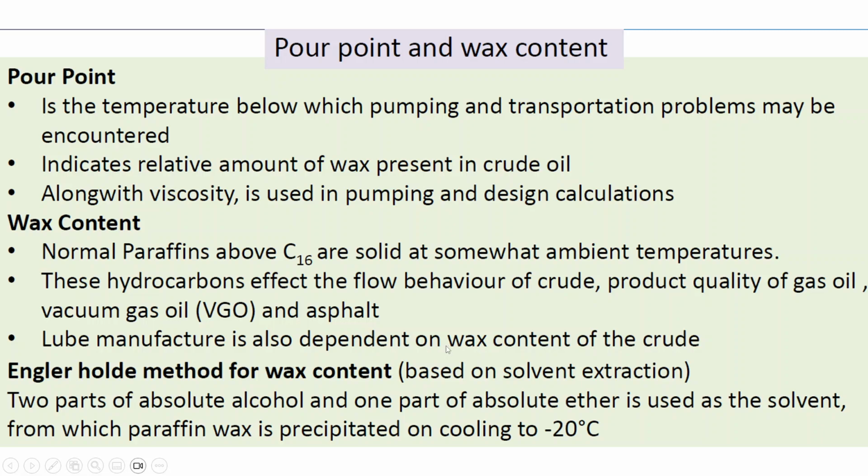Fuel manufacture is also dependent on the wax content of the crude, and it is calculated using the Holde method, in which 2 parts of absolute alcohol and 1 part of absolute ether are used as the solvent. By mixing this solvent with the crude oil, the paraffin wax can be precipitated on cooling it to -20 degrees.